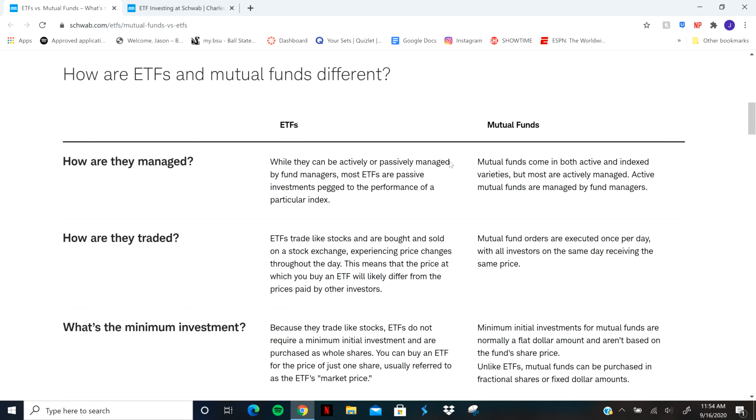How are they managed? Well, they can be actively or passively managed. Most ETFs are passively managed, and then obviously with a mutual fund you can pay a little bit more, have a little bit higher expense on that mutual fund for an actively managed mutual fund.